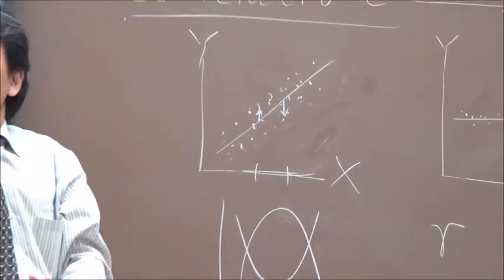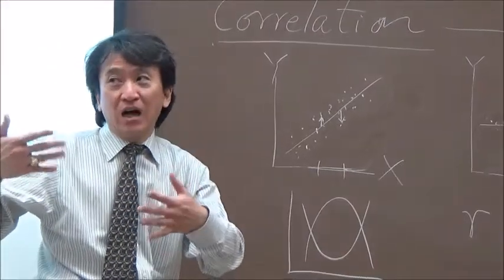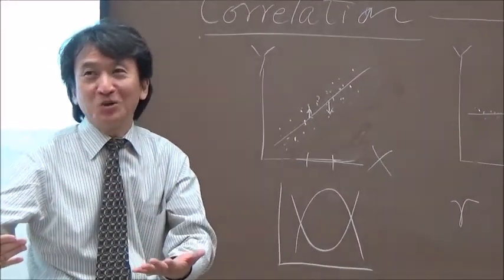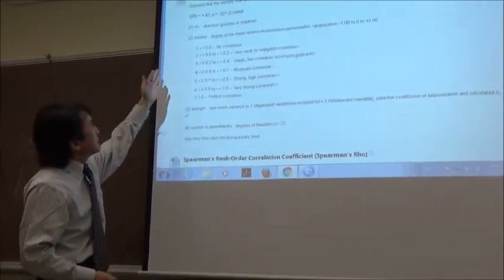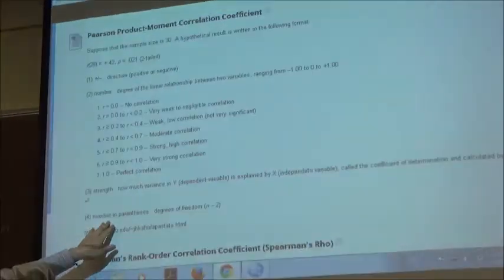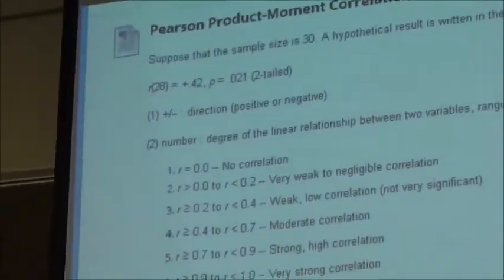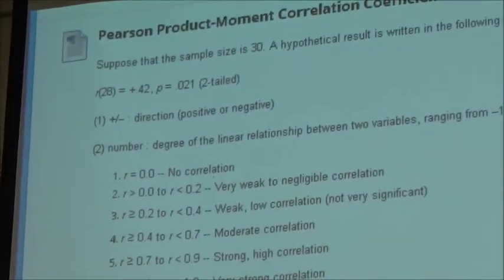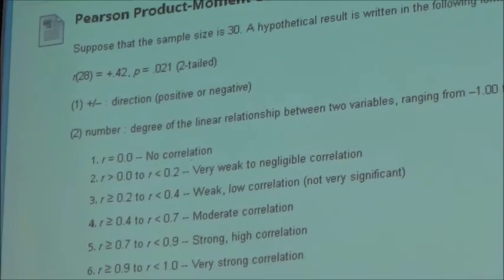Although not necessarily actual cause in the real world. Please understand number 1, number 2, number 3. And number 4 is simple: number of parentheses and degrees of freedom, n minus t. Sample size minus t. That's the degrees of freedom.